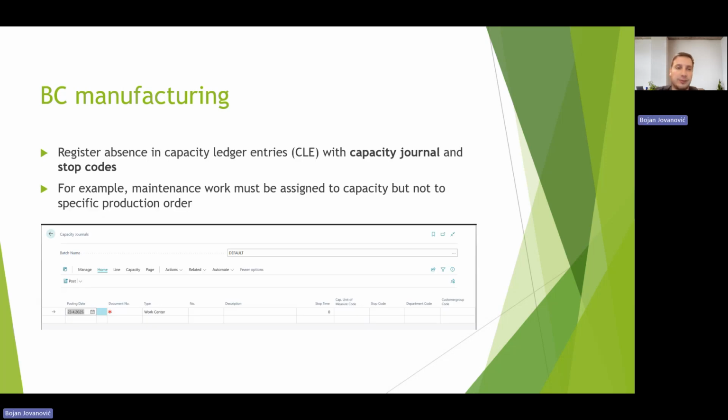The next thing is registering absence in capacity ledger entries, which we can do with a capacity journal and stop code. This is important when, for example, we want to register maintenance work that must be assigned to capacity but not to a specific production order.